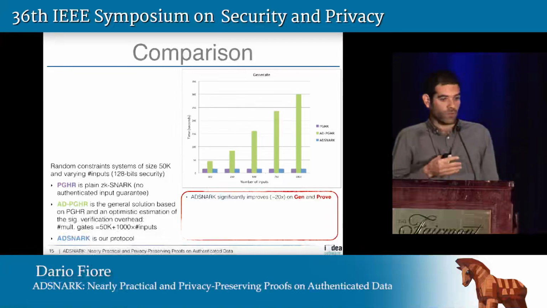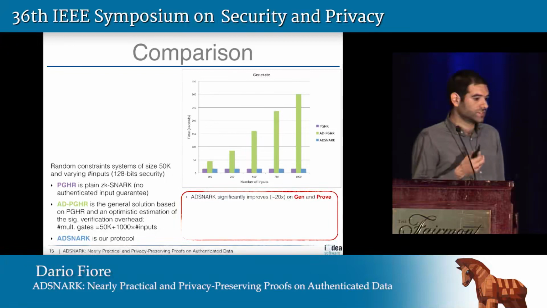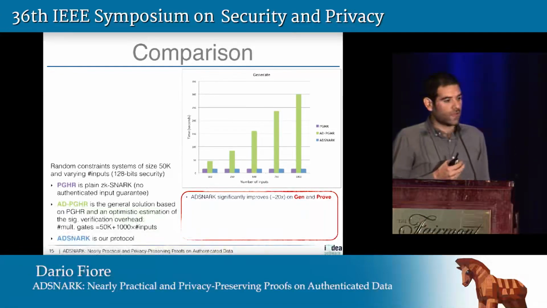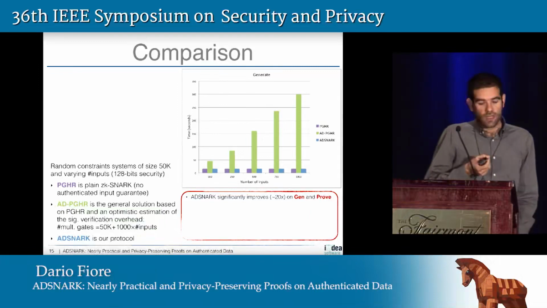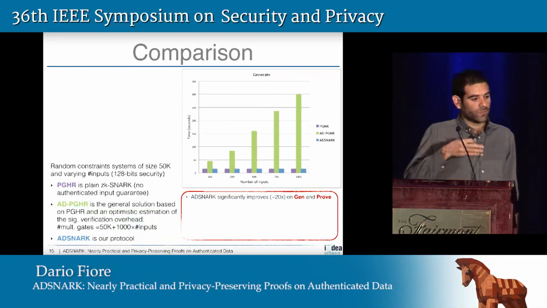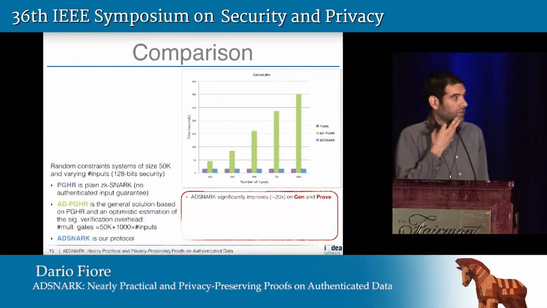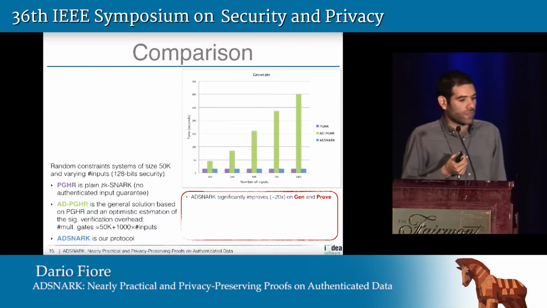Here I'm showing you the performance for the case of constraint systems of 50,000 constraints and a varying number of inputs from 100 to 1,000. And in purple, you see PGHR, which is the Pinocchio protocol, in particular this optimization that is in the USENIX paper.